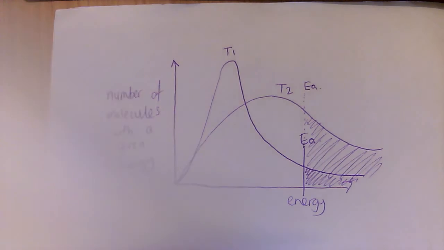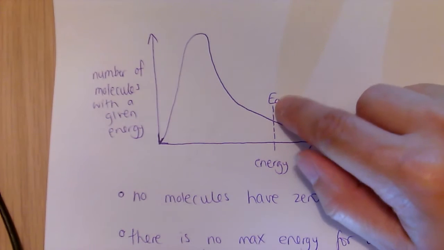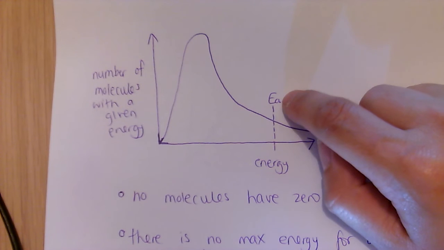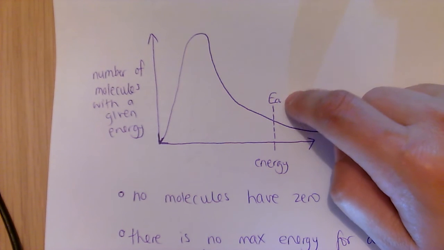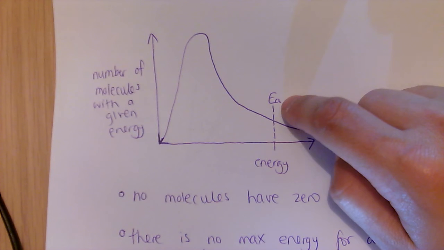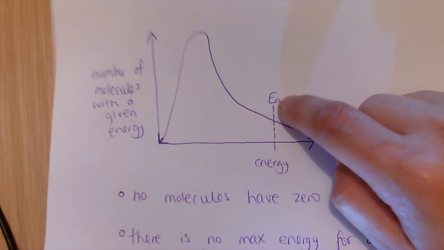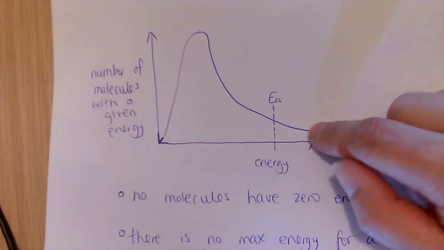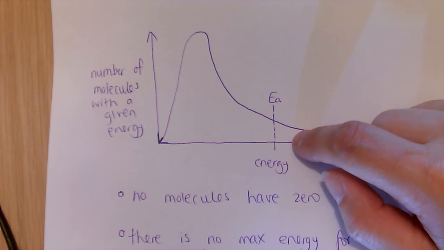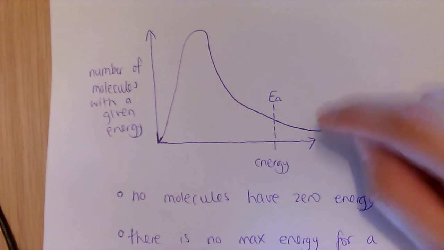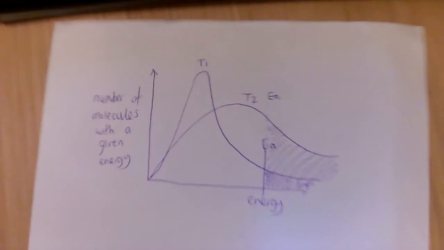Oh, silly me, I didn't talk about this on here. Sorry, just go back to this one for a second. This dotted line here with EA represents the activation energy. And if we remember from GCSE, the activation energy is the minimum amount of energy that molecules need in order for the reaction to take place. So you can see that generally speaking, there's a very small number of molecules that have got the activation energy or higher. Sorry, I should have pointed that out.